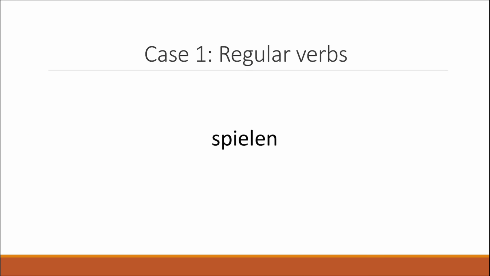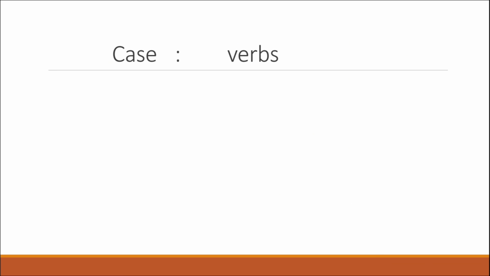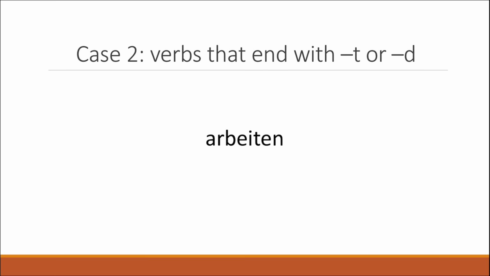Here you can see a second example. Spielen is going to become gespielt because we're adding a g and an e at the beginning of the verb and we're substituting en with a t. Now the second possibility is if we're talking about verbs which end with a t or d. You can see an example.